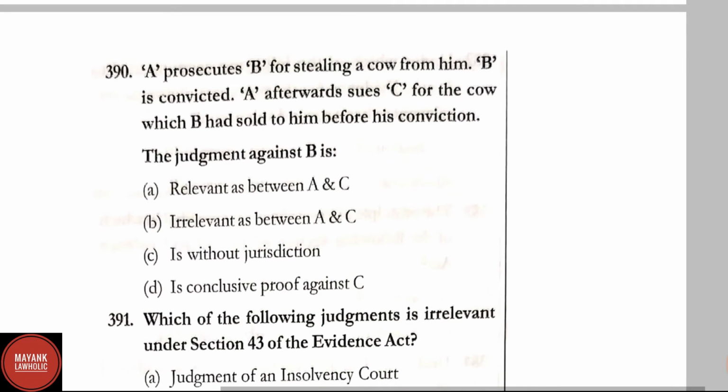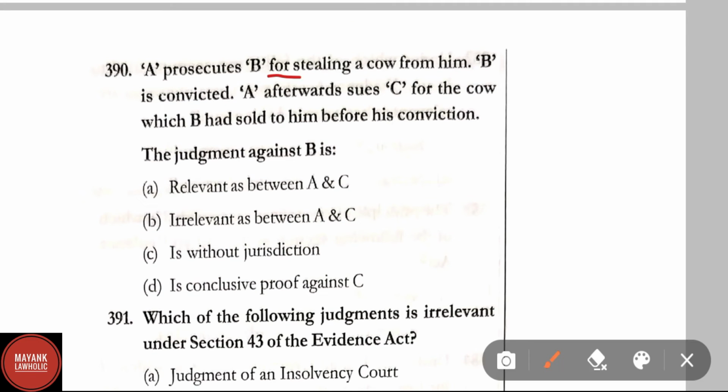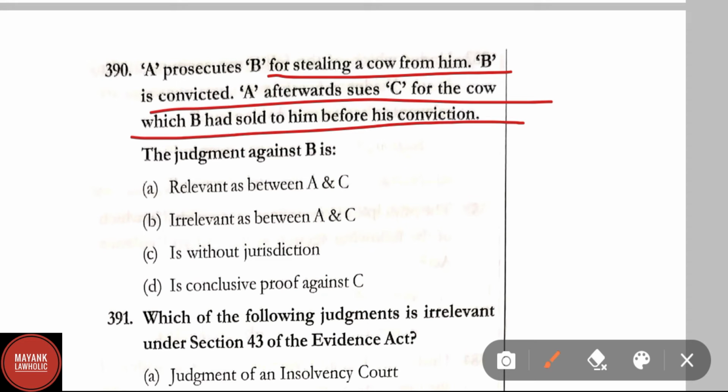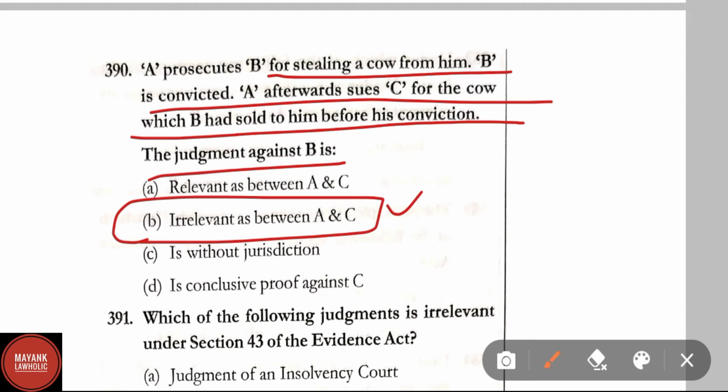Question number 390. A prosecutes B for stealing a cow from him. B is convicted. A afterwards sues C for the cow which B had sold to him before his conviction. The judgment against B is. Correct answer is option B, that is irrelevant between A and C.